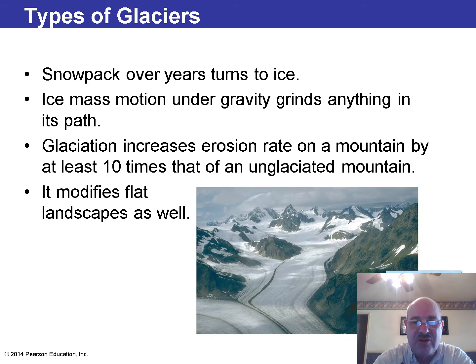Glaciation increases the erosion rate on a mountain by at least 10 times that of unglaciated mountains. So in other words, water can increase erosion, but glaciation, 10 times that of water. It can also modify flat landscapes, depending on how far out it extends. You may think it's the extending out that does the damage. No, it's actually all the meltwater and the loess and everything else that is moving away from the glacier. It all gets washed out onto the flat plains.